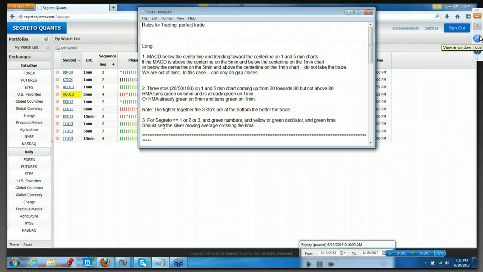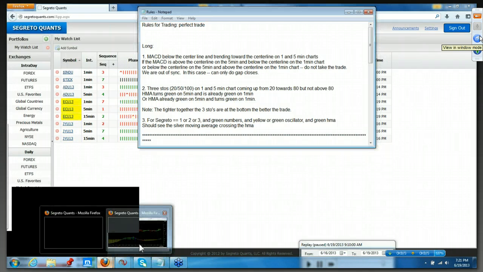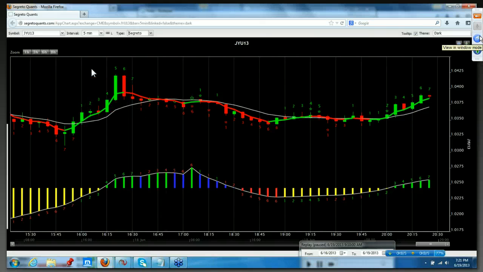Now, where she says you should see the silver moving average cross the HMA, that has become a personal preference for me. So I like to see the HMA crossing that silver moving average. And again, let me give you a good example here.